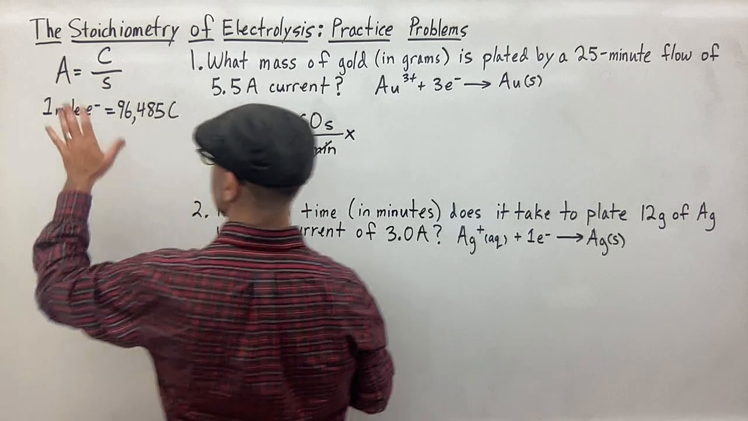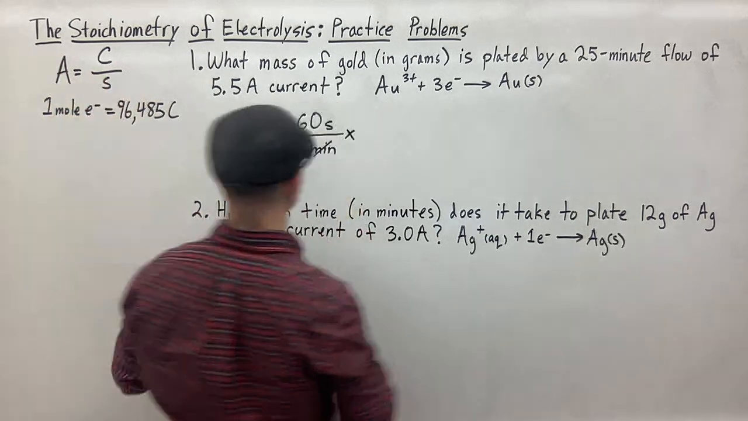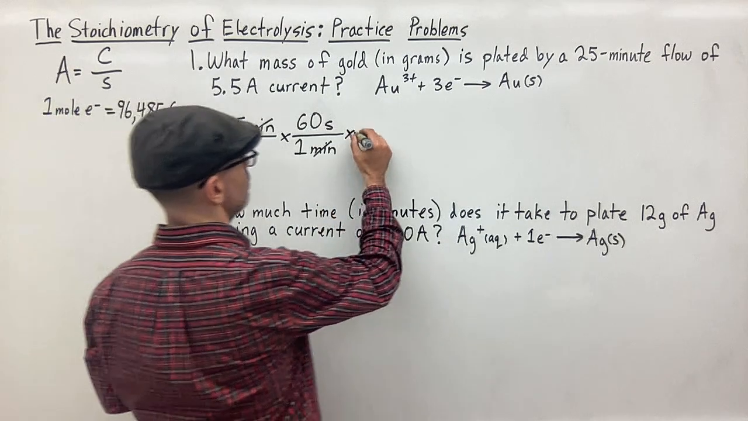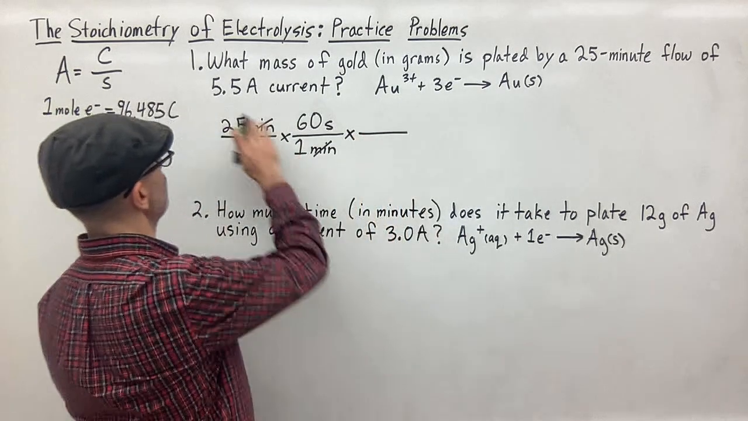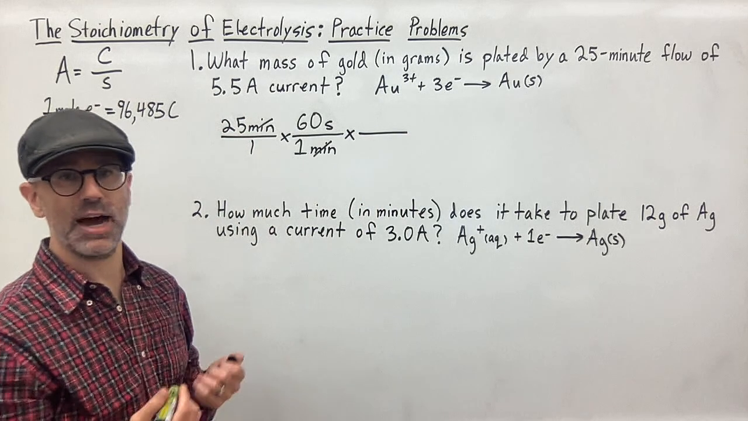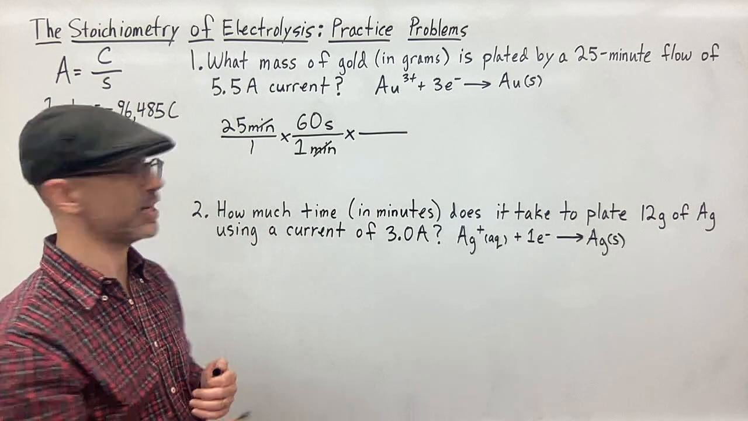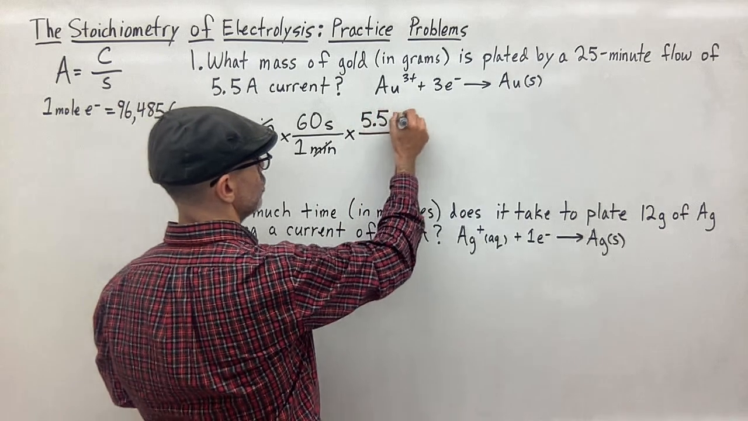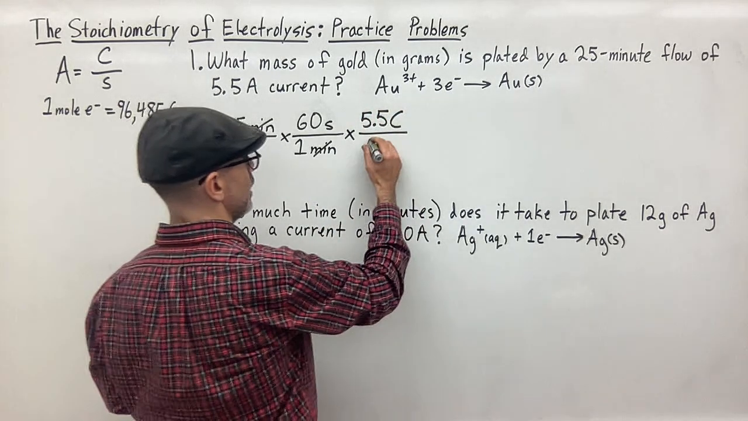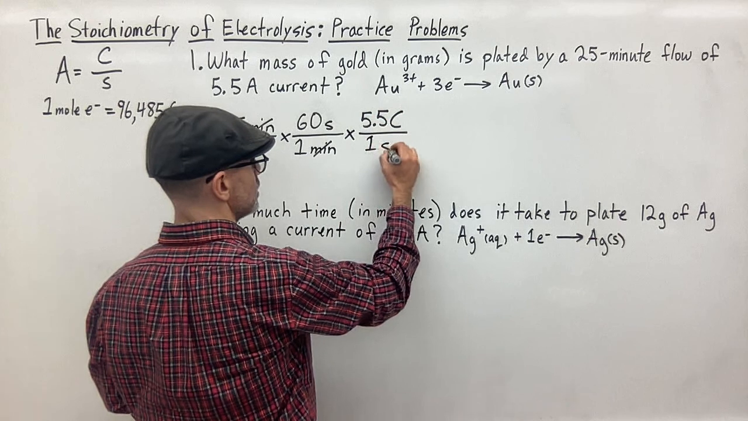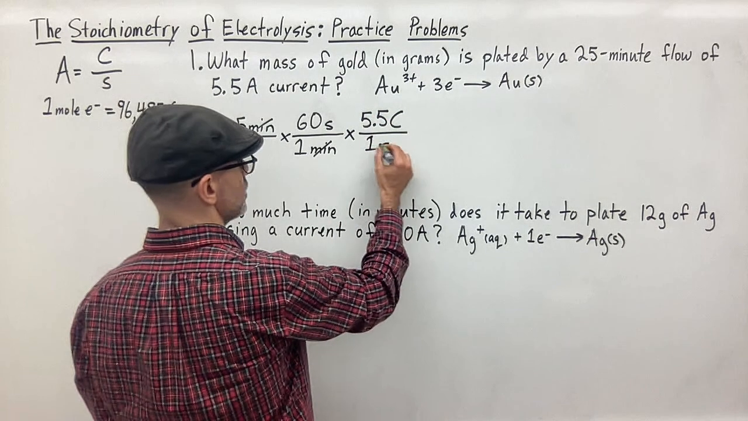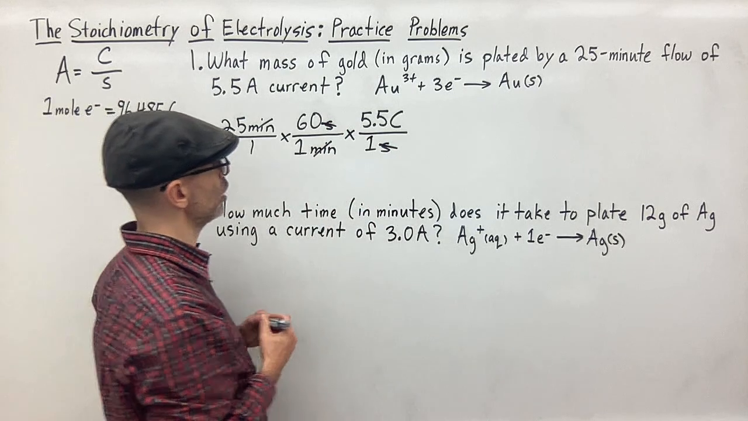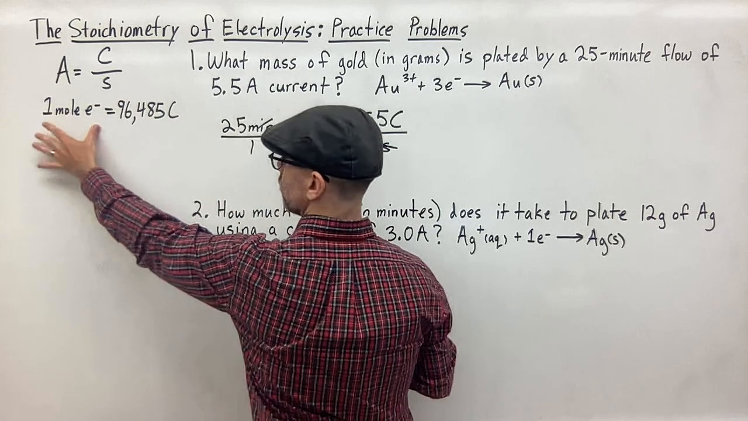Now I can go ahead and use the amperage, so I can convert that to coulombs. I'm told I have 5.5 amps. That's 5.5 coulombs per second. So 5.5 coulombs on the top and 1 second on the bottom. So seconds cancel out. Now I have coulombs. So now I can convert coulombs to moles of electrons.